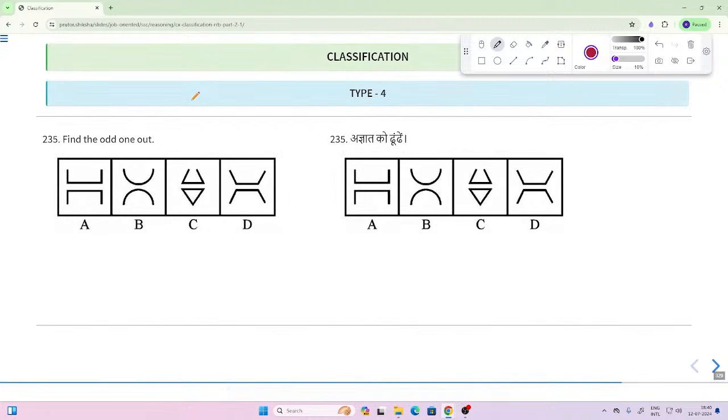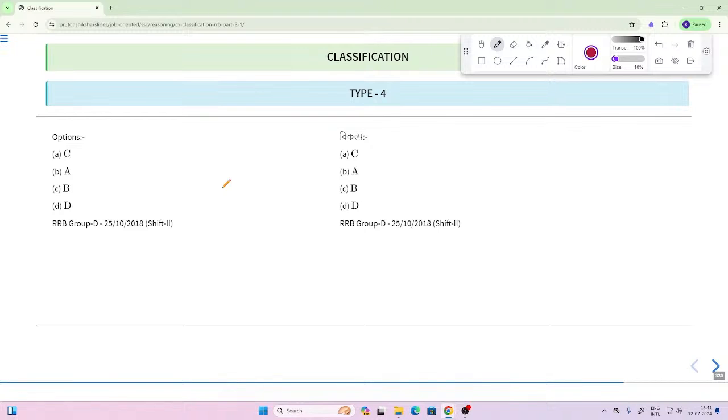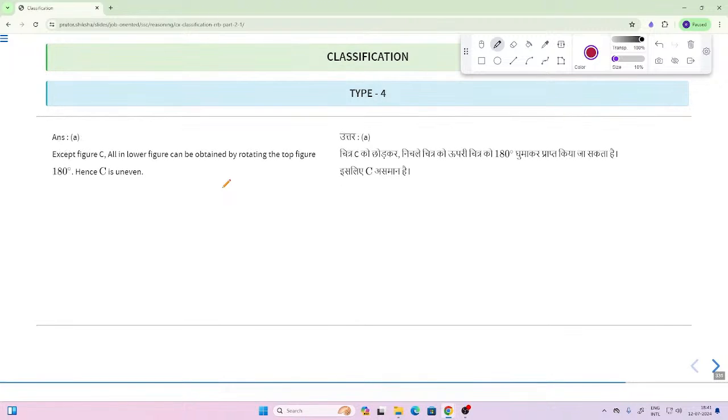Find the odd one out. A is 2 half squares, 2 circles. C is an open shape and a closed shape. D is again 2 open shapes. Hence, C is the only odd one out because it's the only one that can be formed by putting a mirror between the 2 images, or by just turning the figure around 180 degrees. So that is C. Figure number C is the odd one out.